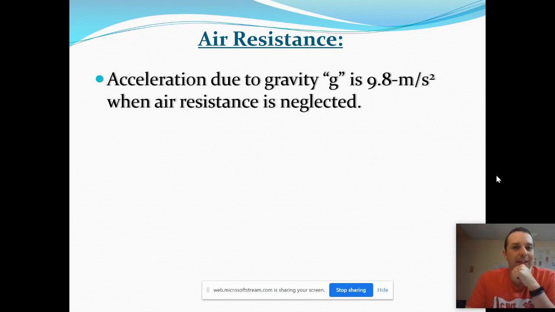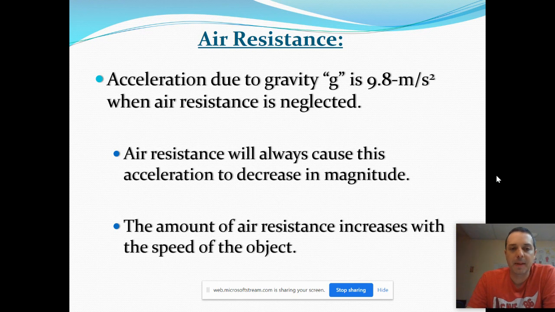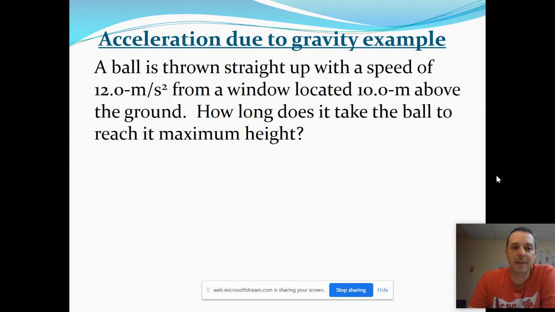The thing you have to realize is that that is during the absence of any air resistance. If you have any air resistance, what you're going to find is that the 9.8 meters per second squared will always decrease in magnitude, meaning that if the air is pushing on it, it's adding a force. That force is going to take something off the acceleration. So in the presence of air resistance, you're not going to quite see 9.8 meters per second squared. You'll see a little bit less. Ultimately, the amount of air resistance always increases with the speed of the object. So as an object goes quicker and faster, it encounters more air resistance.